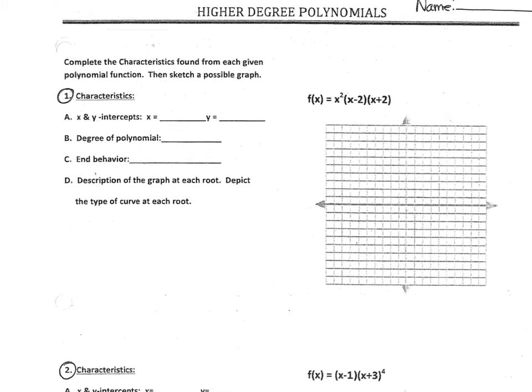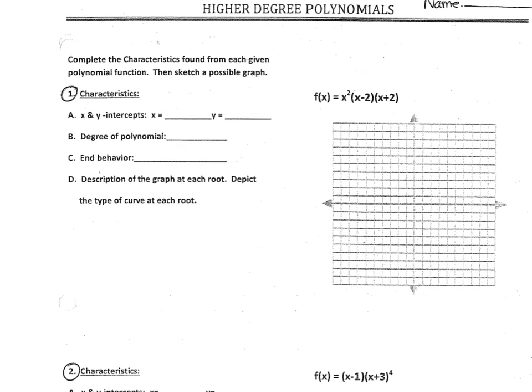So if we take a look here at problem 1, it says complete the characteristics found from each given polynomial function, then sketch a possible graph. So we're not going to be making a table, we're just going to be going based off the information that we have here. So the first thing that I see here is my x and my y intercepts. I'm going to look over here to see how we can find those intercepts.